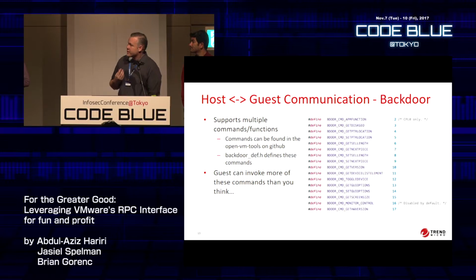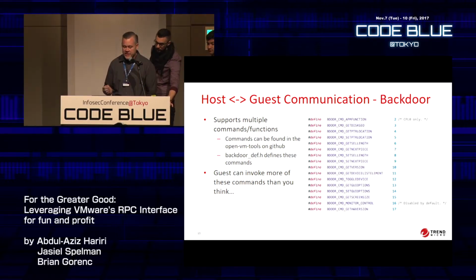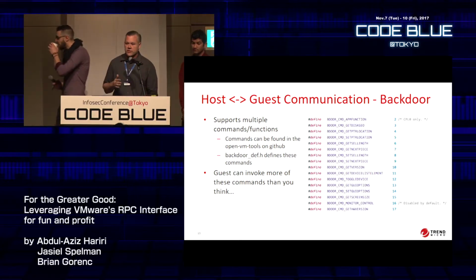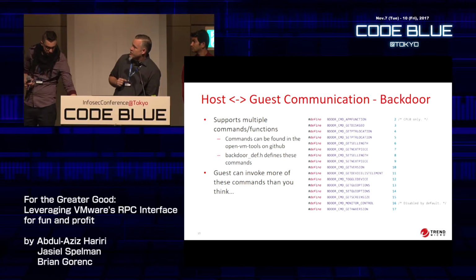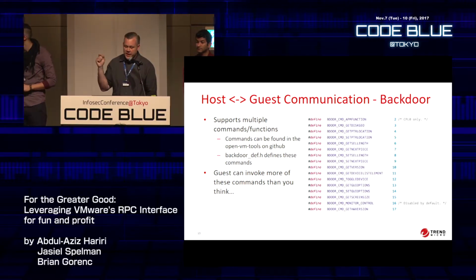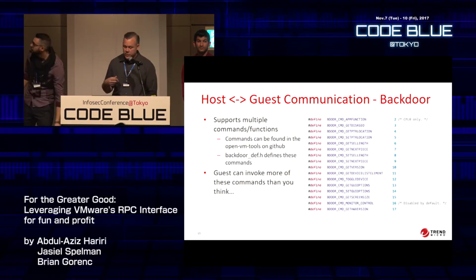So luckily for us, VMware open sourced some of their tools, specifically OpenVM tools on GitHub. It allows us to get an idea, without having to do heavy reverse engineering, what exactly is going on and what commands are available in the backdoor interface. If you look at and examine backdoor_def.h, it kind of defines the commands. And what we see here on the screen is a bunch of #defines that define the different commands that are possible to be reached from the backdoor interface. Now, the guest can invoke some of these, and there's actually more than you think, especially over the RPC interface, which is the 1E command.